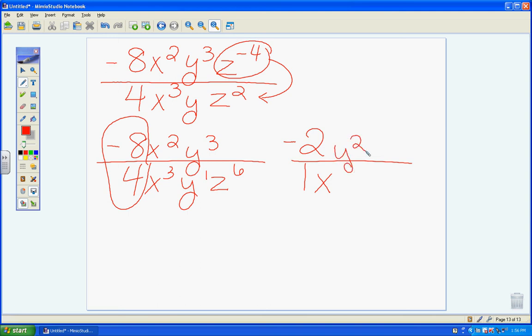And then what about z? Really not anything I can do with that. So it would be -2y^2 over x times z to the 6th. Right. We put it there just in case we have no variables left on the end, just to hold a spot.